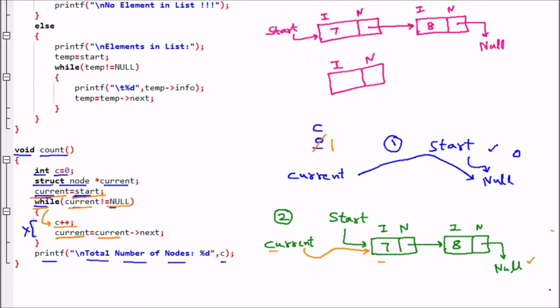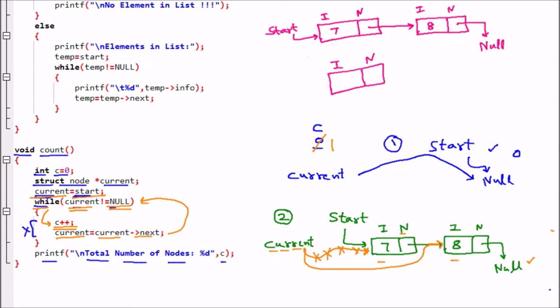Current is equal to current next. So current next means this pointer we are talking about. Current is modified, it is attached to this one. The earlier current value is now not meaningful. It will again go back. Again, current not equal to null. So check, is current null? No, current is pointing to node number 8.